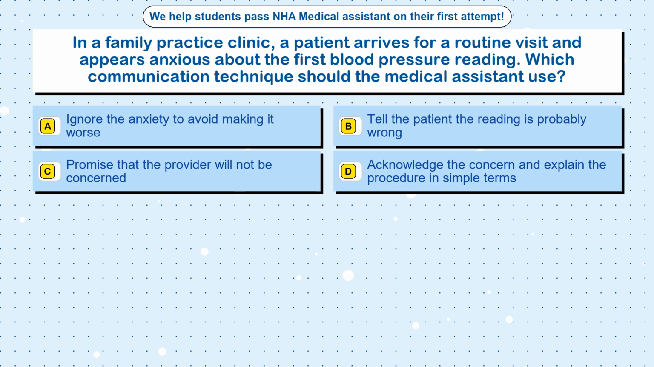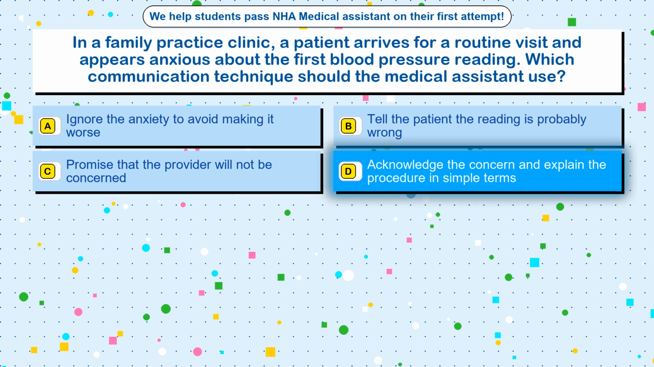Question 14. In a family practice clinic, a patient arrives for a routine visit and appears anxious about the first blood pressure reading. Which communication technique should the medical assistant use? Option A. Ignore the anxiety to avoid making it worse. Option B. Tell the patient the reading is probably wrong. Option C. Promise that the provider will not be concerned. Option D. Acknowledge the concern and explain the procedure in simple terms. The correct answer is option D.